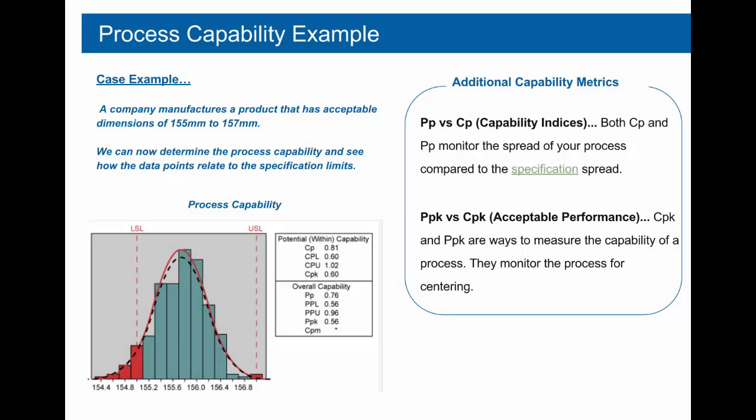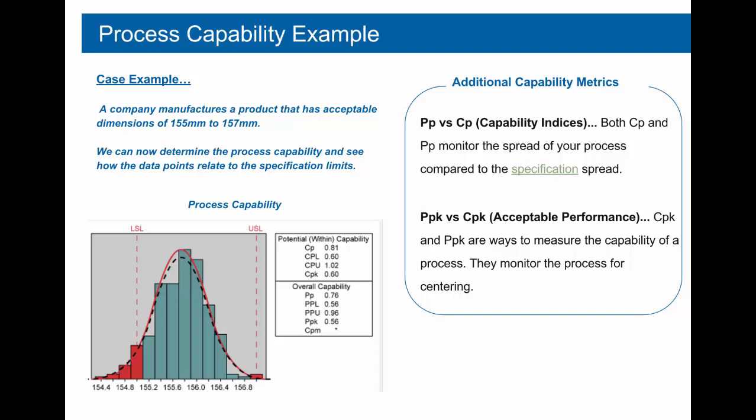Let's take our discussion of process capability further. Let's actually look at a case example. So if a company manufactures a product that has an acceptable dimension between 155 and 157 millimeters, how does that relate to process capability? The graph below shows, again in the bars, actual samples that have been collected, whereas the lines represent the process curve.